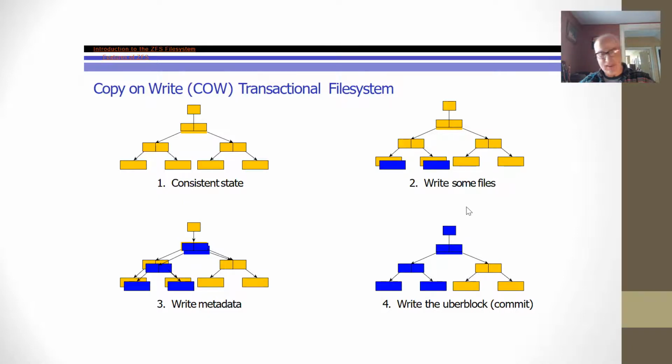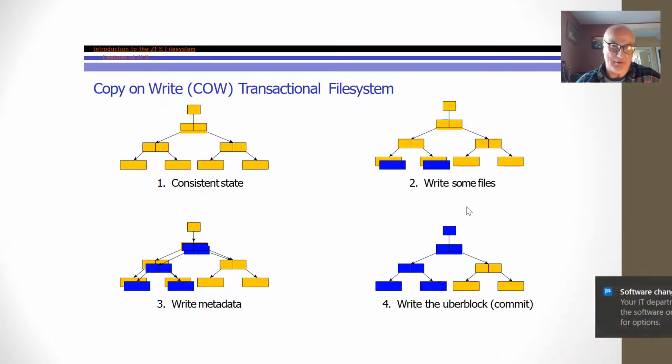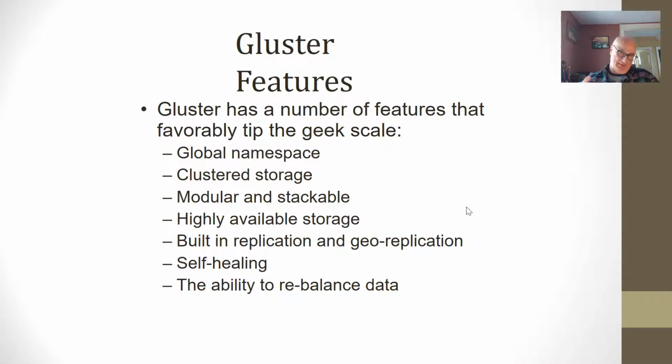So this copy-on-write is kind of complicated, but if you spend a little bit of time reading about it, it's a neat idea because it gets at this ability to use hashes to keep track of the status of file systems. So Gluster is another file system that we're using. And Gluster has a bunch of features that are really kind of cool.